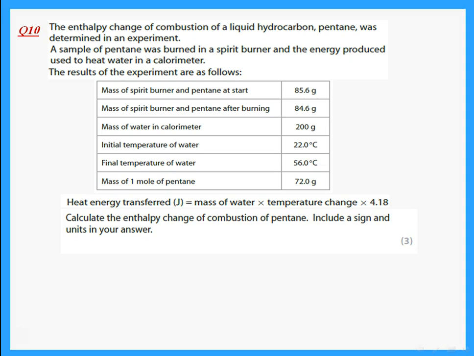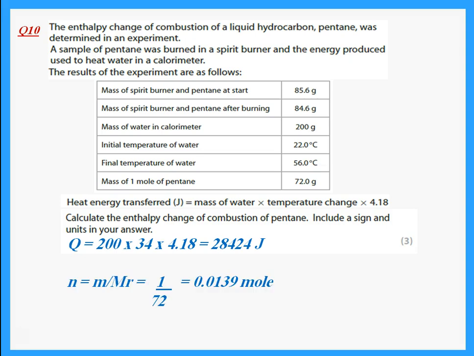We know that Q is mc delta T. We have the mass of water, and we have the temperature change. So we calculate the temperature change from the difference of the temperatures that he gives me. So that gives me this number in joules. That's my Q. Then I know that delta H is Q over N. So I need to get the N. How am I going to get the N?